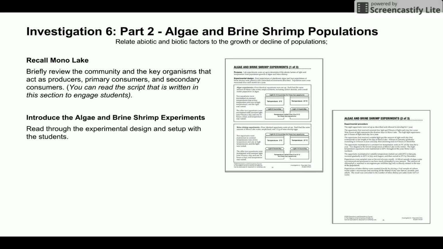Recall Mono Lake. Briefly review the community and the key organisms that act as producers, consumers, and secondary consumers. You can read the script that is written in this section to engage students. Introduce the algae and brine shrimp experiments. Read through the experimental design and setup with the students, making sure they understand the major factors they should be observing.